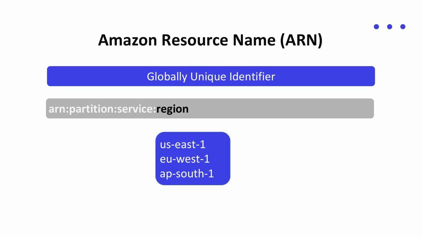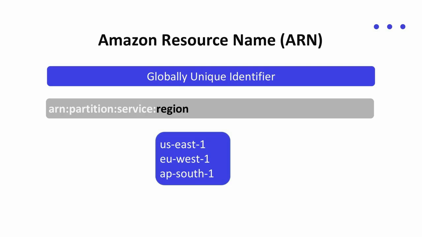And so this is some example: US East 1, where it's in the US, on the east coast of the US. EU, Europe, it's in the west side of Europe. AP, Asia Pacific, right? It's in the south, possibly Australia, right? Singapore, areas like that, and so on.